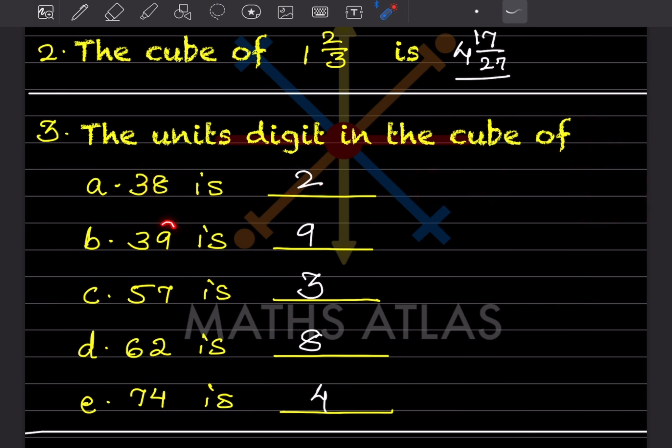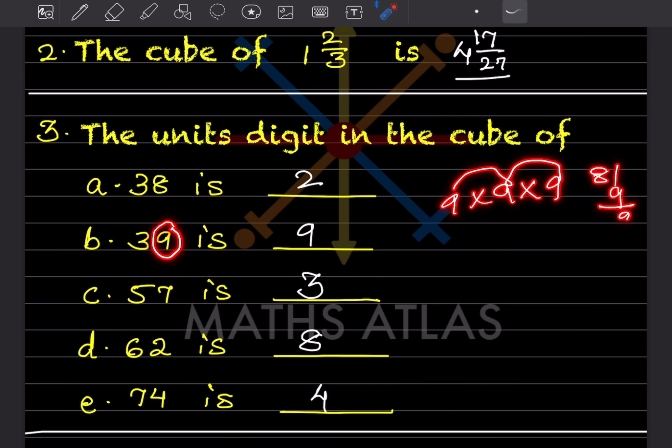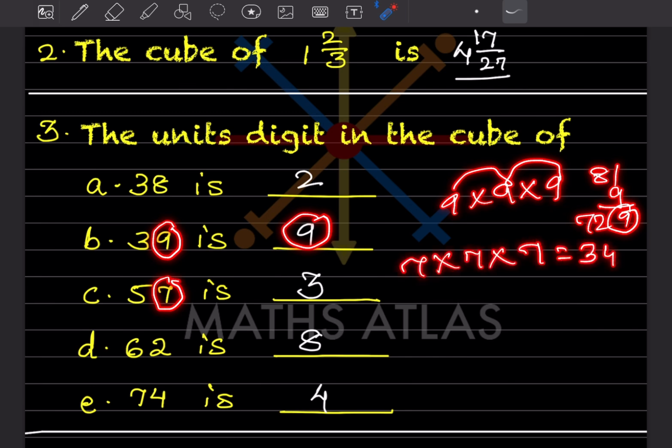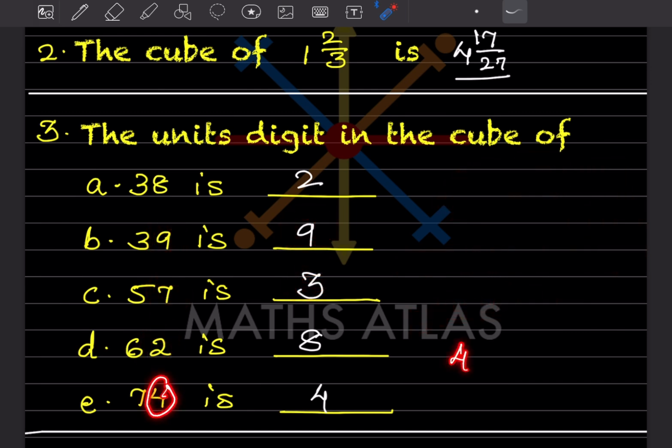Now you can check for 9. 9 into 9 into 9. So after multiplying this one, you get 81, 9 9s are 729. So here it is going to be 9. Now we will look for the 7. 7 into 7 into 7, that is going to be 343. So here it is going to be 3. For this one, 2 into 2 into 2, that is going to be 8. For this 4, 4 into 4 into 4, that is going to be 64. 64, the unit place is going to be 4.